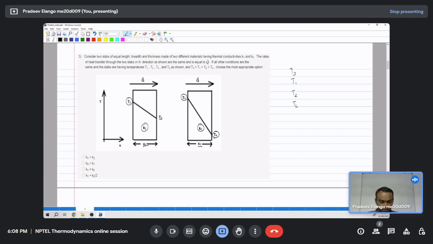Intuitively we can say if there is a large temperature difference for the same heat transfer to occur, then that means there is more resistance in the heat path. So that means the thermal conductivity of the material is low. So that is K2 is lesser when compared to K1. So that means K1 is greater than K2.